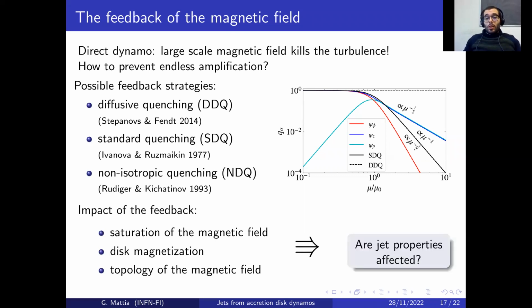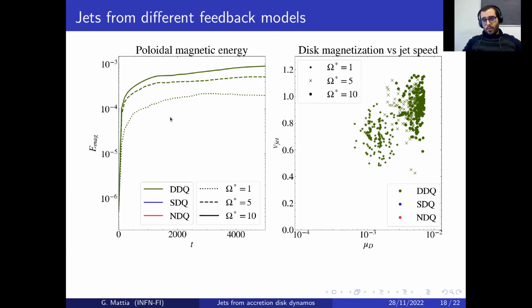The quenching, in principle, can have a strong impact on the saturation of the magnetic field and the dismagnetization, and also, since it may play with the isotropy of the dynamo, it can also play with the topology of the magnetic field. So a question that we ask ourselves is, are the jet properties affected? Like the relation between the dismagnetization and the jet speed that I showed before, is it still retrieved? So these are the simulations that I showed before. So we see some kind of qualitative relation between the dismagnetization and the jet speed, and we see low Coriolis number, low amplification, small magnification of the magnetic energy.